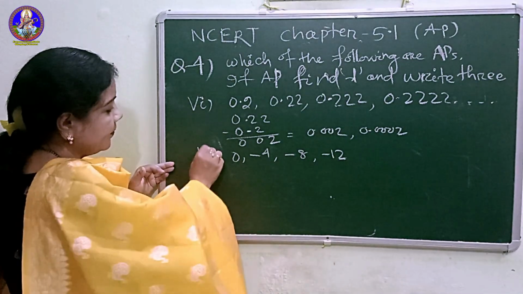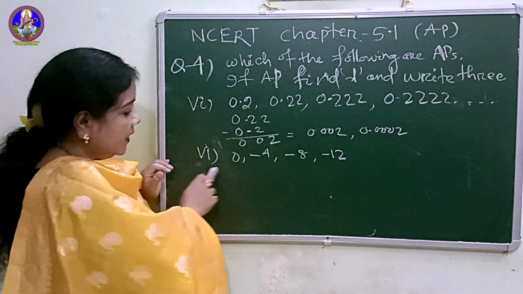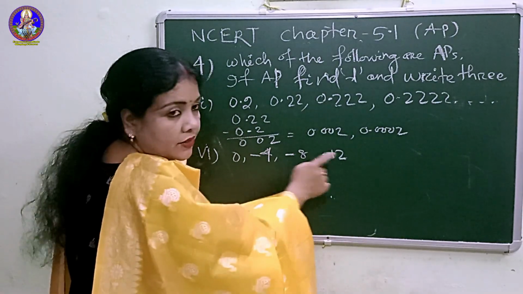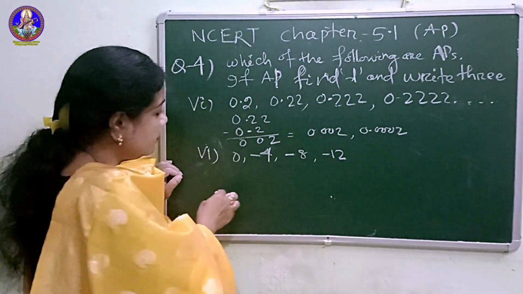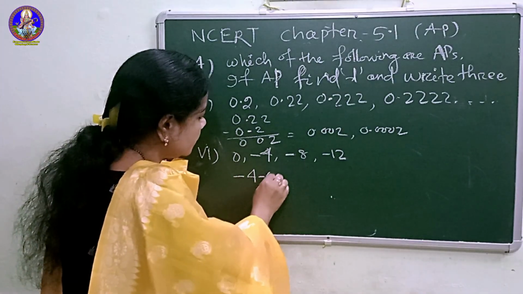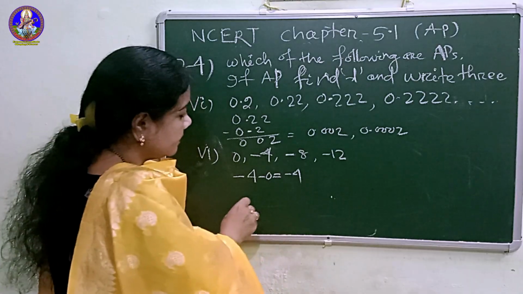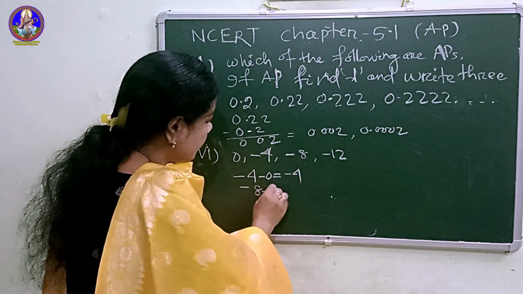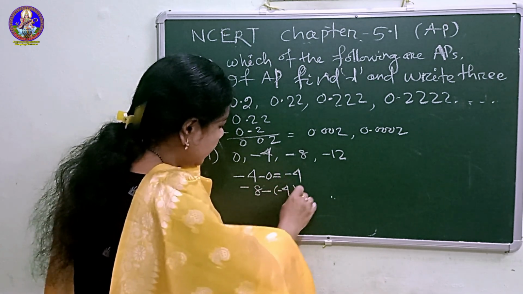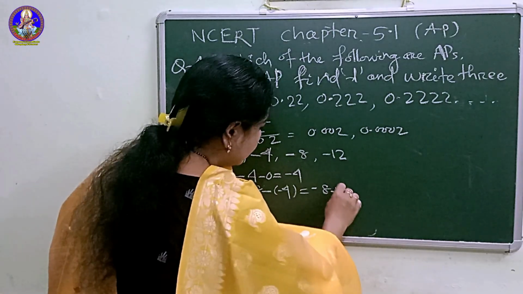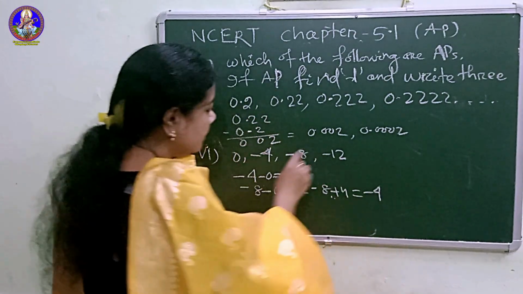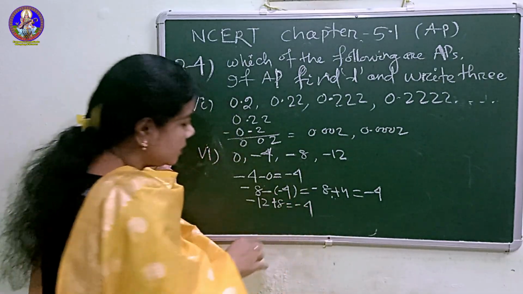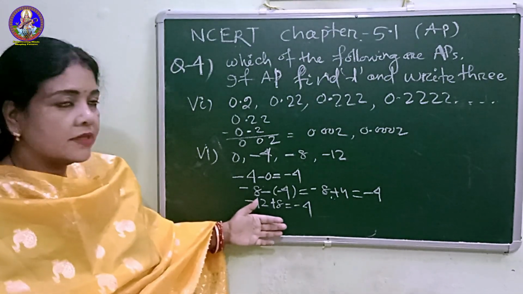Next question is D. The sequence given is 0, minus 4, minus 8 and minus 12. So let us see what the difference is. Minus 4 minus 0 is equal to minus 4. Similarly, minus 8 minus of minus 4, that is minus 8 plus 4, that is also minus 4. Similarly, minus 12 plus 8, that is also minus 4. So in all cases, the difference is coming minus 4.